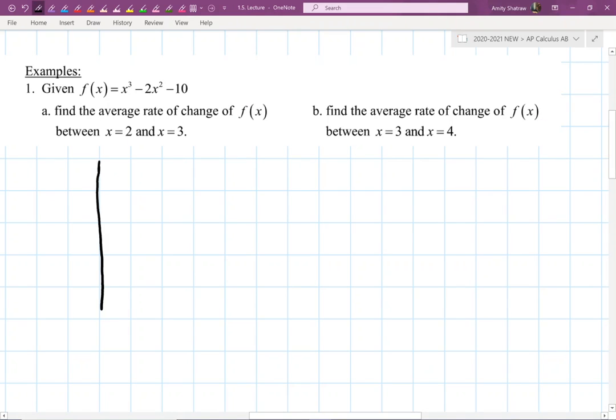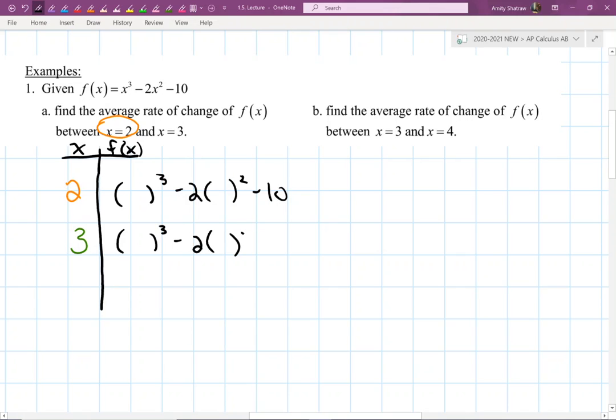Everybody recognizes the f of x and an x table. So if I wanted to know what is happening when x is 2, then I'm going to plug in a 2. And if I want to know what is happening when x is 3, then I plug in a 3. I'm just going to write all that work down: something being cubed minus 2 times something being squared minus 10. And notice how I set myself up and then I plug in the number.